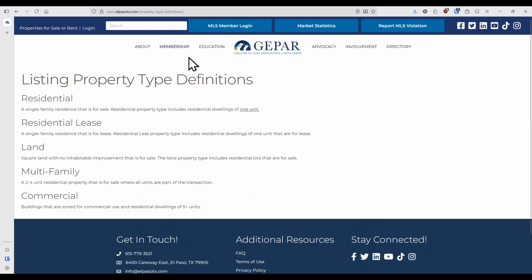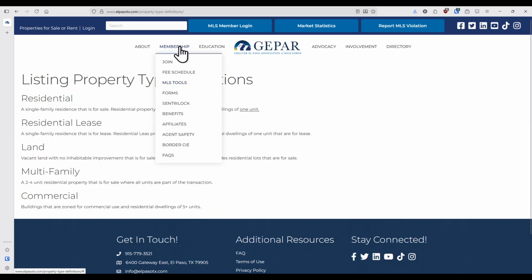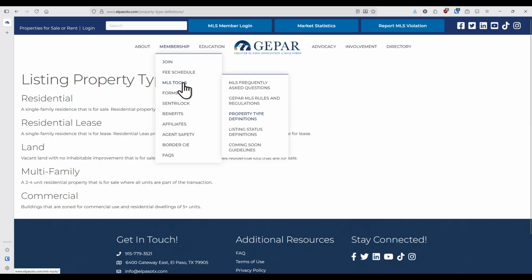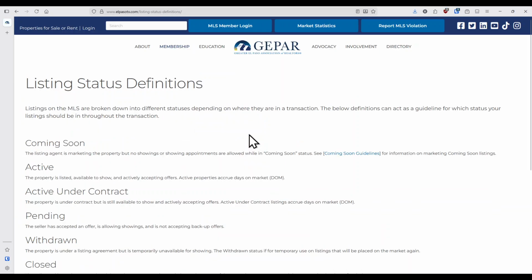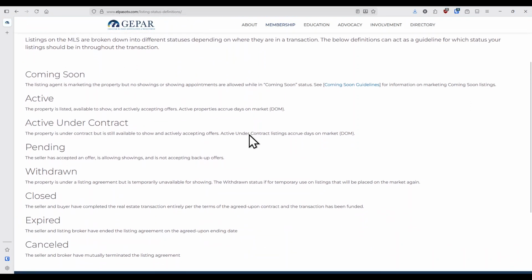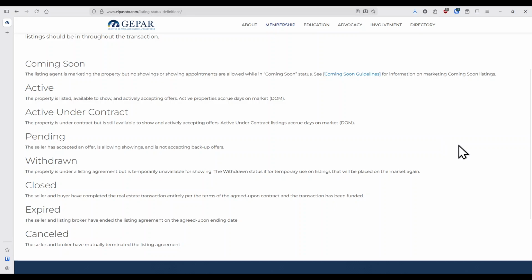Next, we're going to check status definitions. So again, we hover over membership, MLS tools, and then listing status definitions. These are the definitions we use for the statuses on the MLS. This is a great reference, especially as you're seeing people's listings under different statuses. Come back here and check what those statuses actually mean.